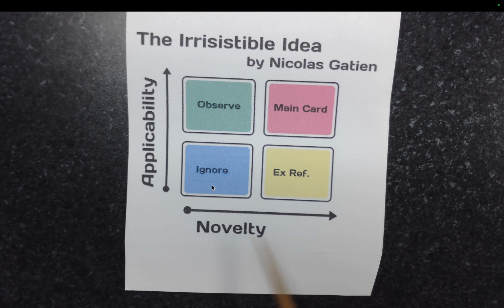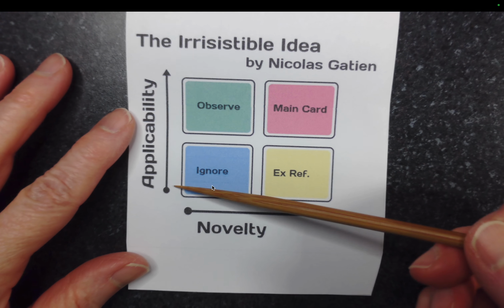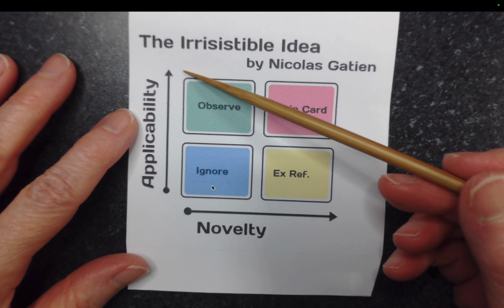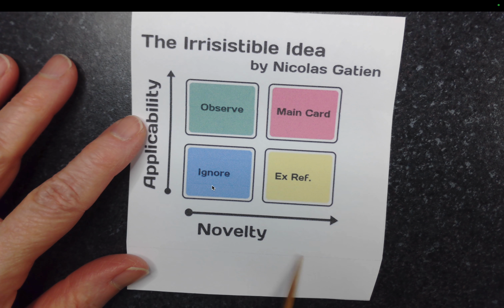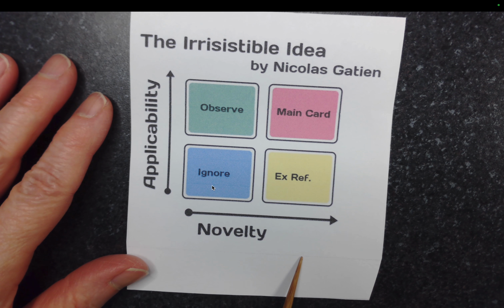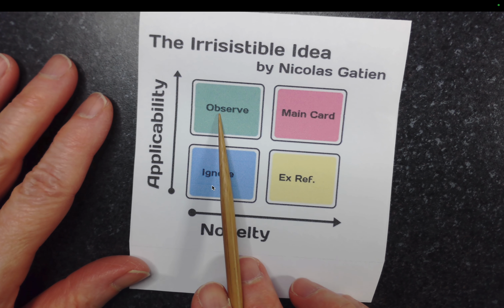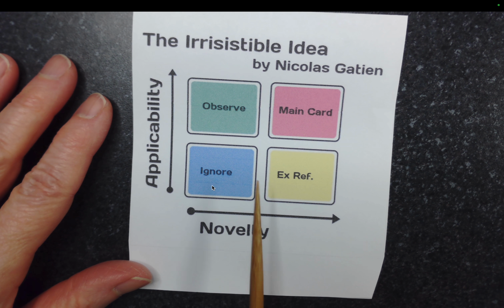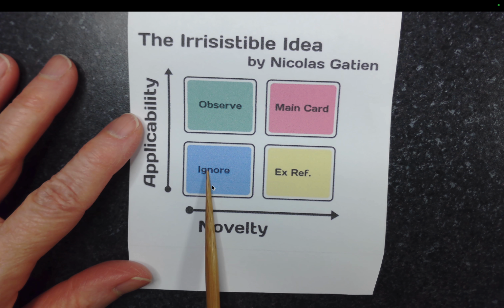We might not be interested in bringing even an idea onto a main card if it's not something that's new or if it doesn't contribute to the conversation. I would take applicability to mean, does it contribute to a conversation that's going on in my Zettelkasten? And novelty would be, is it something new to me or something that I've known for a very long time? If it's something that I've known for a very long time, I don't want to bother making a main card of it. I'll simply observe it. And if it's not very interesting and it's not new, well, forget it.